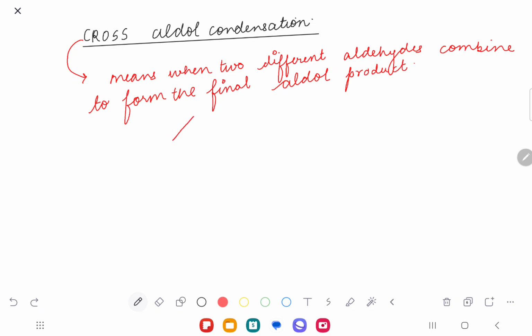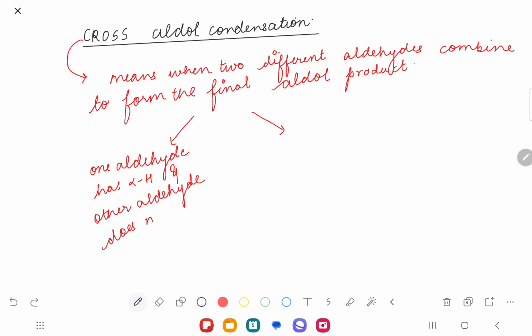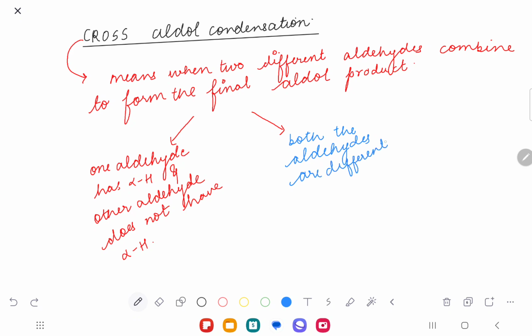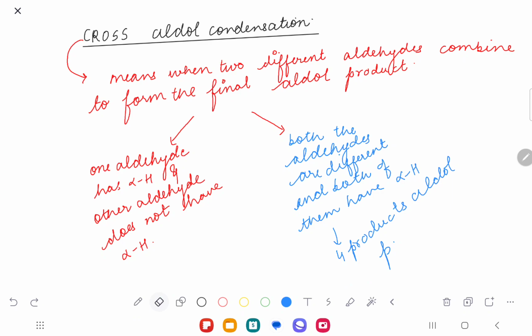And here there are two types of cross aldol condensation further. One is when one aldehyde has alpha H and the other aldehyde does not have alpha H. Another type of cross aldol shall be when both the aldehydes are different and both of them have alpha H. Then four final aldol products are formed.